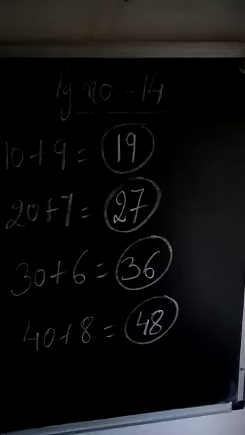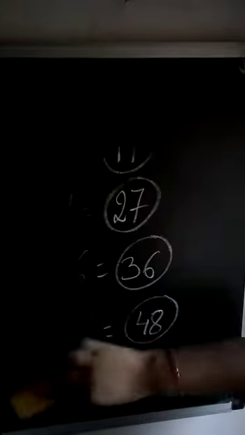Exercise 2.4 we have already done, so I will continue with exercise 2.5. Arrange the given numbers in increasing order. Increasing order means we are supposed to write the numbers in the increasing or ascending way.